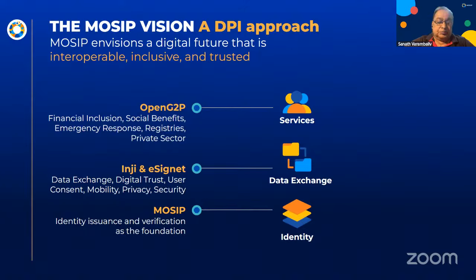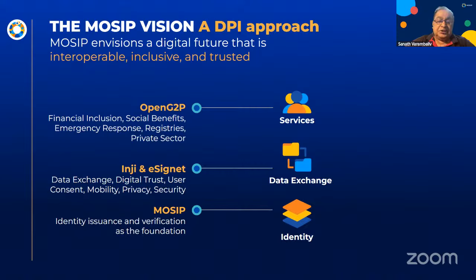That's where MOSIP got into multiple gambits of solutions, like OpenG2P, which is now part of the MOSIP product roadmap, and which basically brings financial inclusion, social benefits, emergency response, then various registries. And this can also get into the private sector, not necessarily as a TPG.